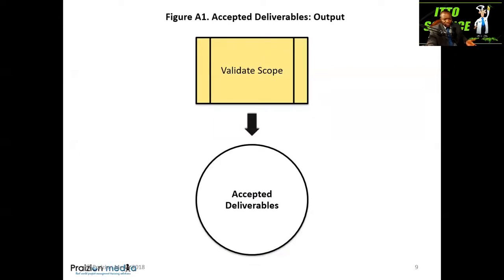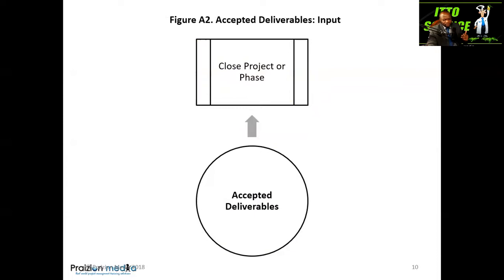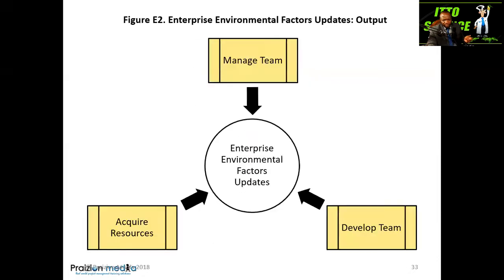Going to the next page, you then see where that output is going to as an input. So accepted deliverables, they come from validate scope, but they go into close project or phase. And that is how the book is broken out in entirety. Let's take a look at another example here. This is EEF updates. This shows you EEF updates comes from 3 places: acquire resources, develop team, manage team. You see, so going through the patterns depend on how deep you want it to go.